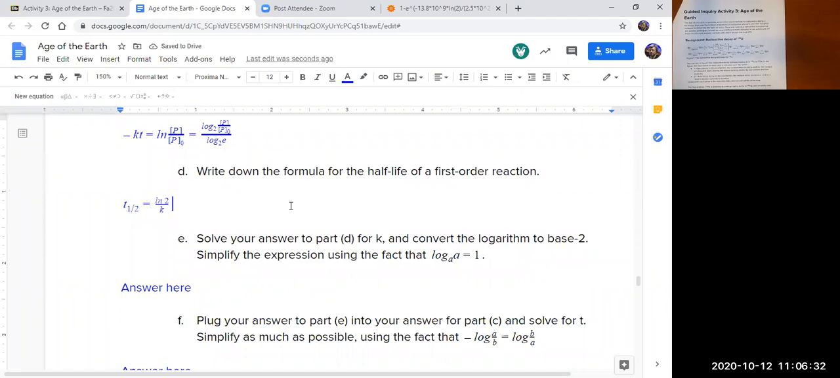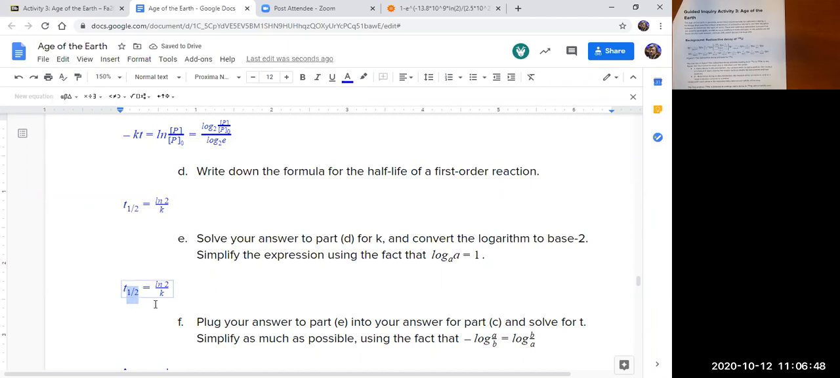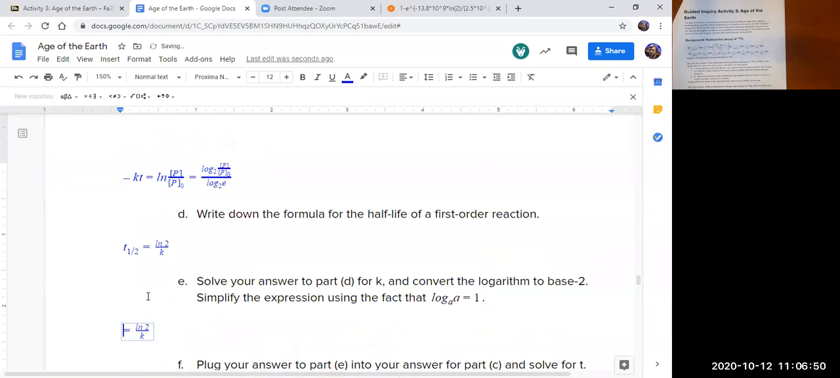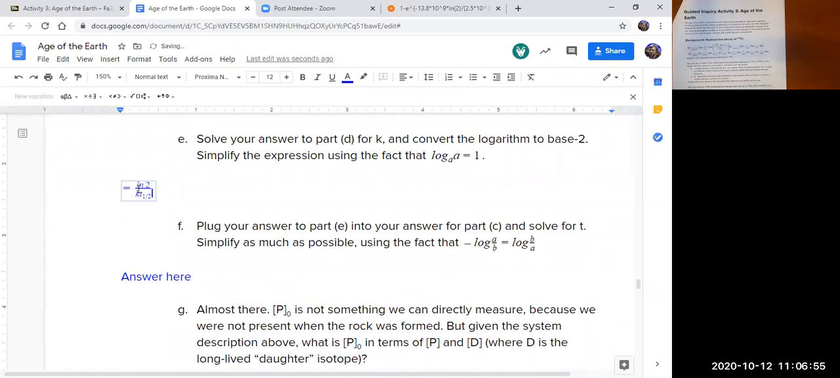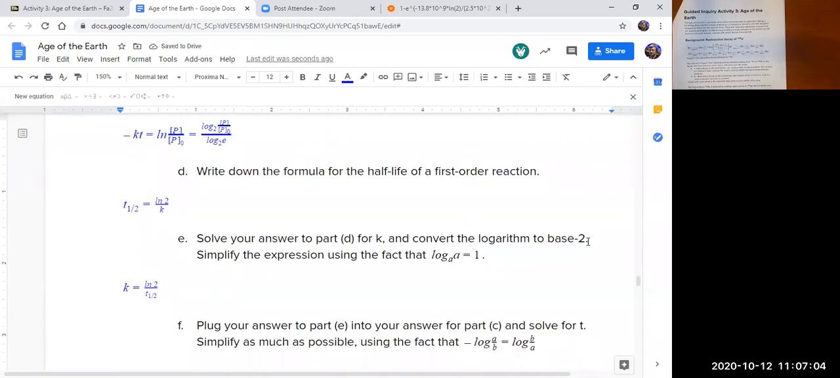E. Solve your answer to part D for k. That's this one here. And convert the logarithm to base 2. Okay, so we're going to take this down and solve it for k. This is the same thing we did back in problem 2. I'm going to take that, put it in the denominator, and move the k over here. Convert the logarithm to base 2.